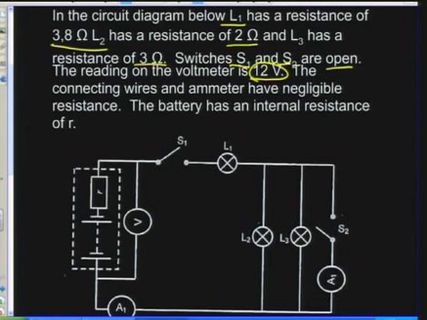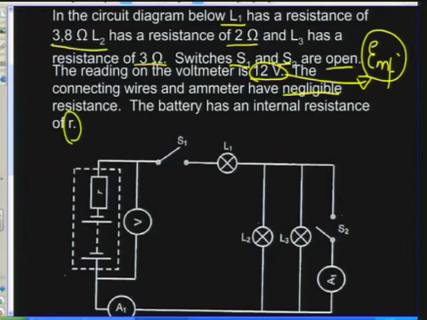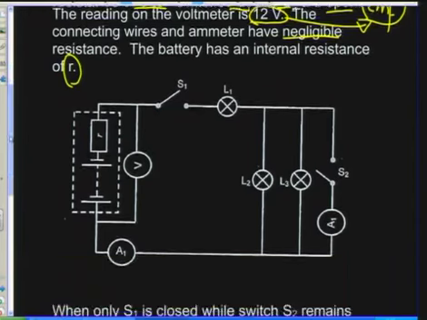Now, if you are told that all the switches are open and you've got 12 volts, immediately you must know that this is actually the EMF of your battery. Good. Now, the connecting wires and the ammeter have negligible resistance. The battery has an internal resistance, small r. As you can see on the drawing down here, there is the small r. We're talking about the internal resistance.